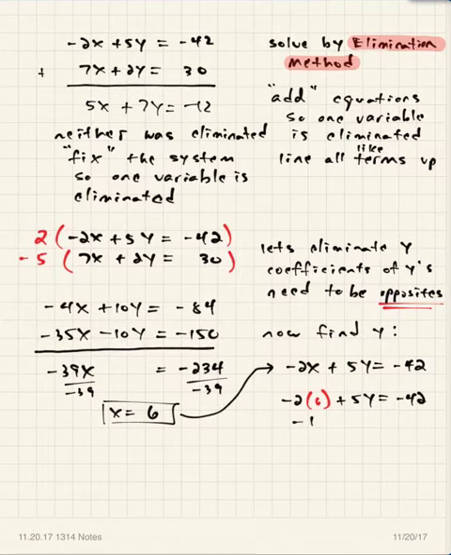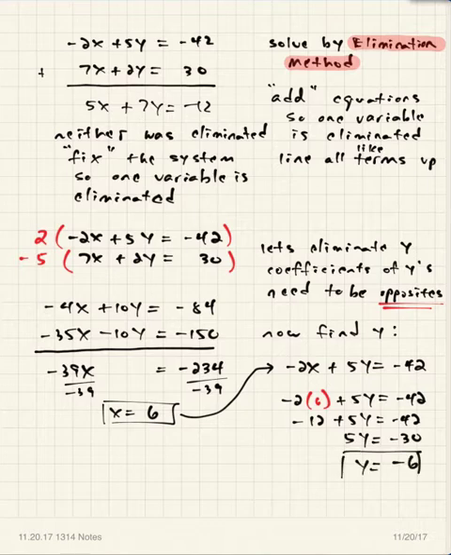So you get negative 12 plus 5y equals negative 42. Add 12, you get 5y is equal to negative 30. And then divide by 5, and you get y equals negative 6. And so there's our y coordinate for our solution. So the solution to the system, we could check it certainly. So the solution to the system is 6, negative 6.